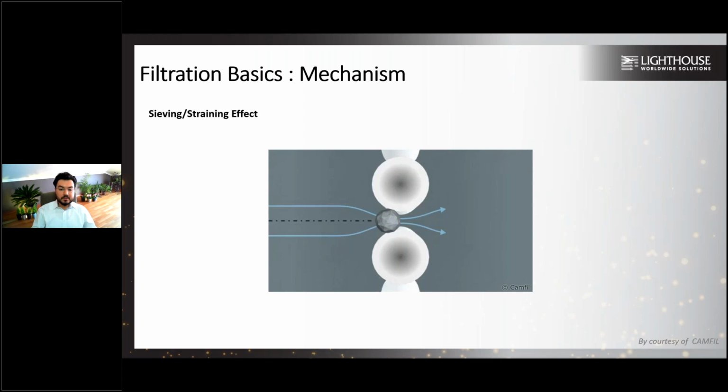But most people think that this is the main mechanism for filtration technology. We are expecting it to have a mesh system, so the particles will not be passing through this mesh. However, only 1% of filtration is going through this mechanism. There are other mechanisms attributed to filtration technology.